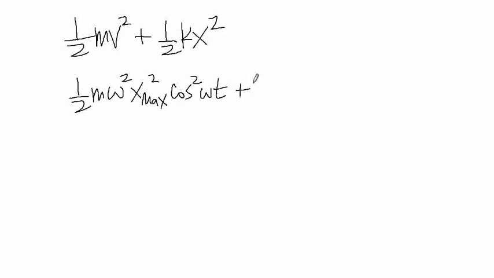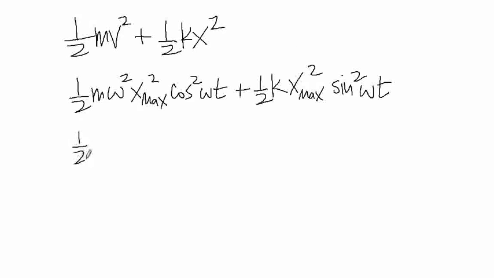Okay, there's that, and then 1/2 k, and then for x we have x squared is equal to x max squared times sine squared omega t. And now let's use what we just found: omega squared is equal to k over m.